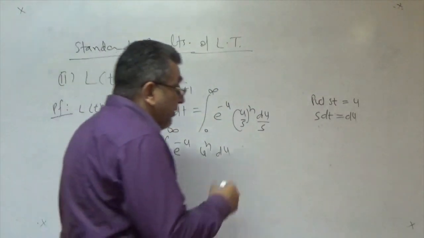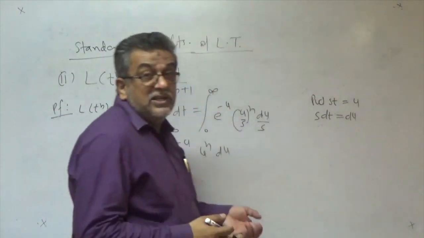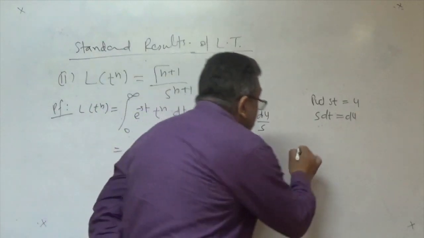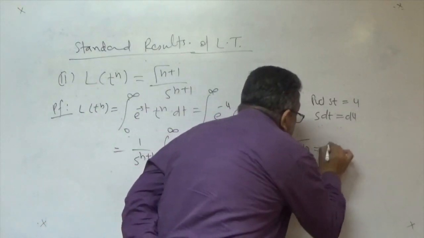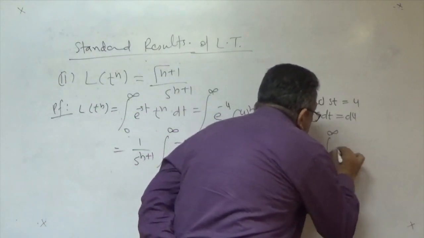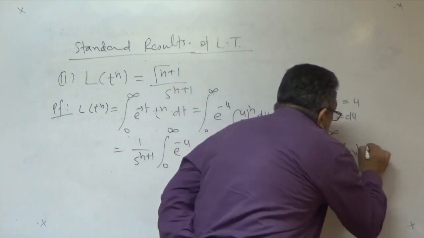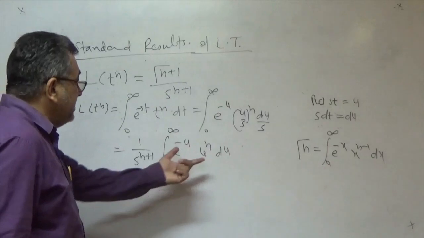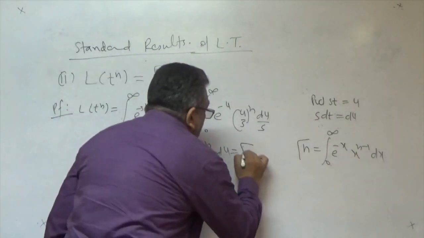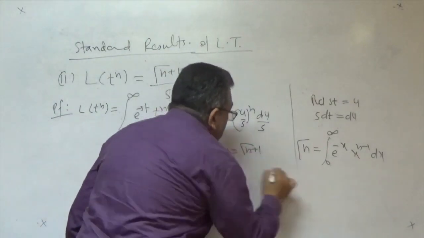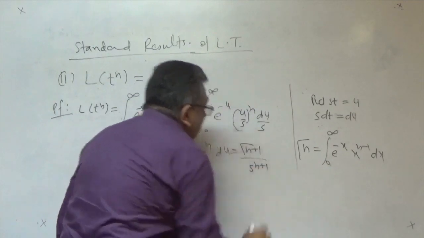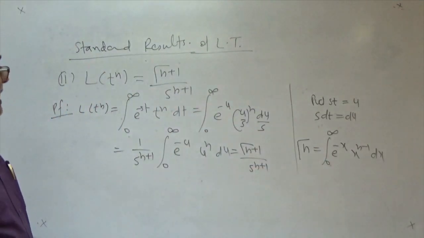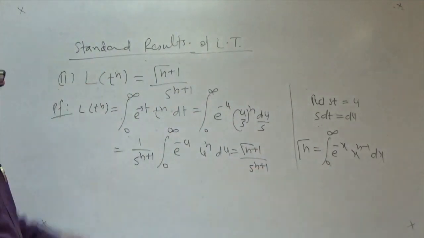And you know the gamma function, we have already studied this in previous years. Gamma n is defined as the integral 0 to infinity e to power minus x, x to power n minus 1 dx. So if you compare this integral, it simply becomes gamma n plus 1 upon s to power n plus 1. And it covers all the power functions of this type.